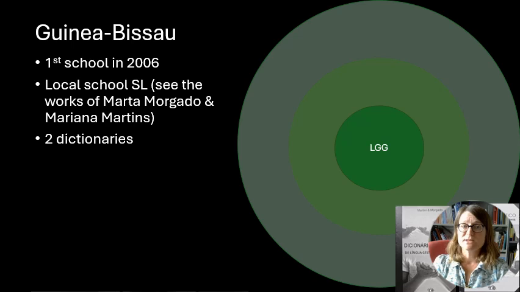At the same time, the situation is very different in Guinea-Bissau. Whereas deaf education was established in the 50s in Ghana, Guinea-Bissau received its first school for the deaf in 2006, so very recently. Being a former colony of Portugal, the ties with Portugal led to the invitation of two Portuguese linguists, Marta Morgado and Mariana Martins, who also have strong connections to the deaf community in Portugal, to work with the deaf community.